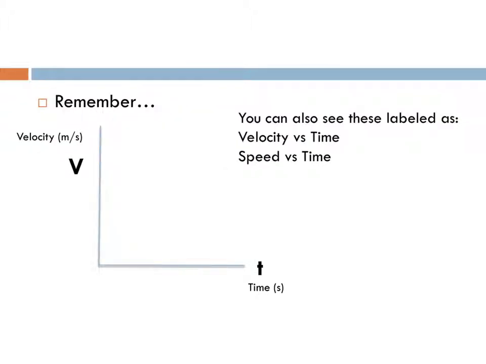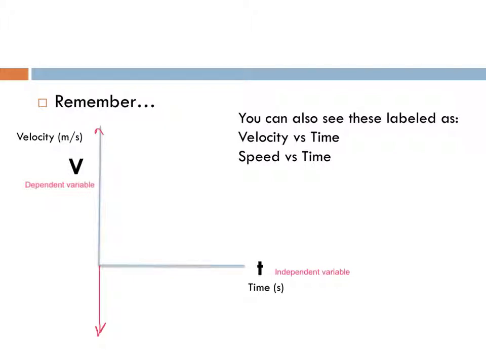So everything that we did to position versus time graphs, we can also do to velocity versus time graphs. Remember that time is your independent variable, velocity is your dependent variable. Another way you can see these graphs labeled is velocity versus time or speed versus time. Here I'm only showing the first quadrant, but remember that all of these can actually go into the negative. So we can also have negative velocity, because right now we're only showing positive.